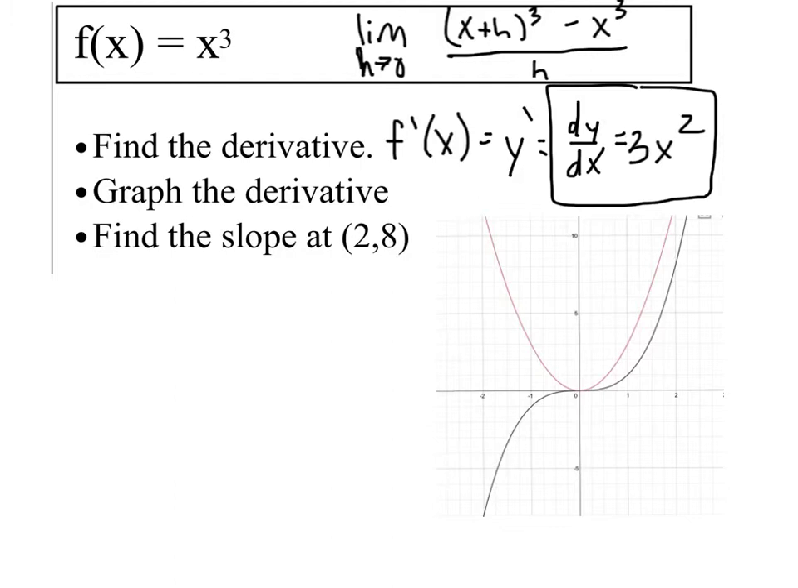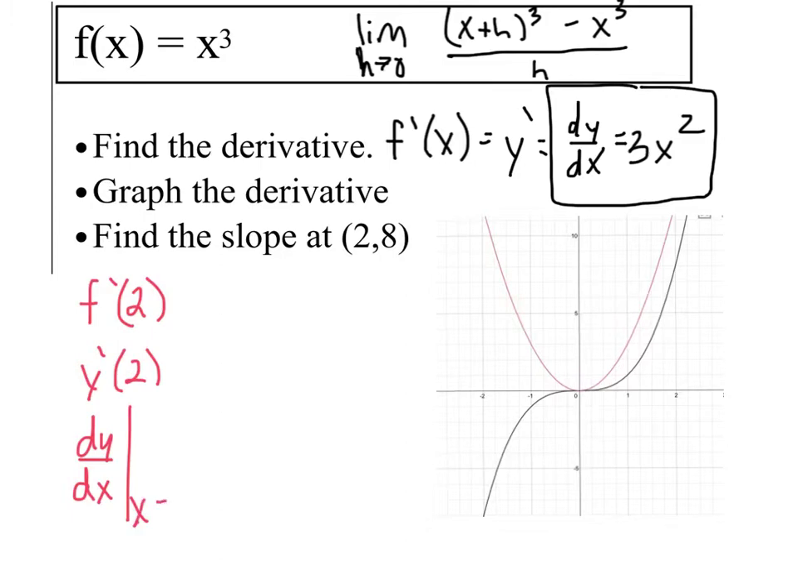Now find the slope at the point (2, 8). Well, to do that, we just plug 2 into the derivative. And again, I just wanted to talk notation. We could write f prime of 2. We could write y prime of 2. We could write dy/dx at x equals 2. We could write all these different things. But of course, they all mean we plug 2 into the derivative, and we get 12.